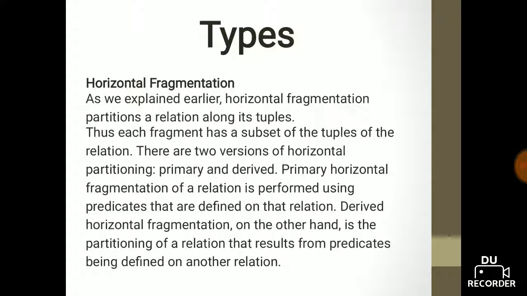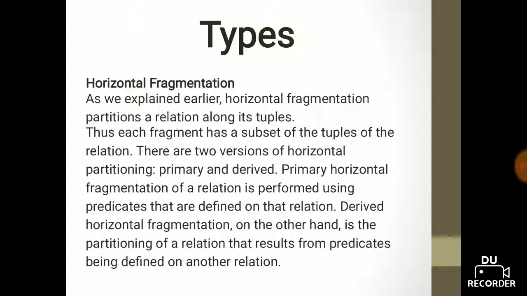So this was all about the information requirements. We'll look over the definition. The definition for horizontal fragmentation is that it partitions a relation along its tuples. Thus, each fragment has a subset of the tuples of the relation. There are two versions of horizontal partitioning. The very first is primary and the other is derived.